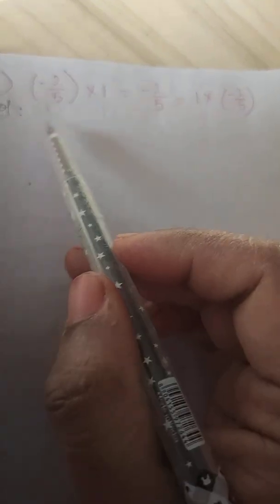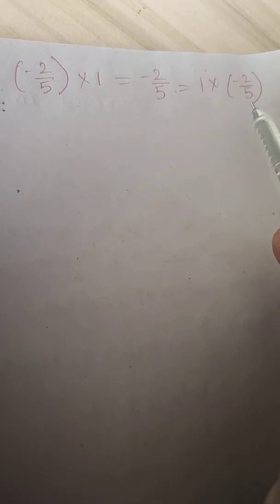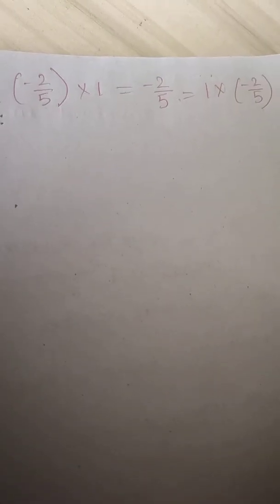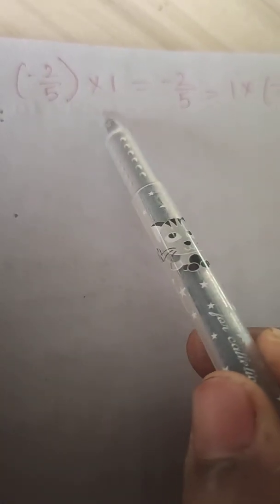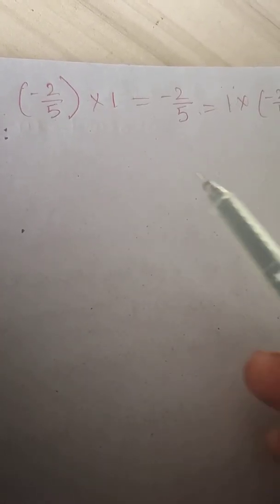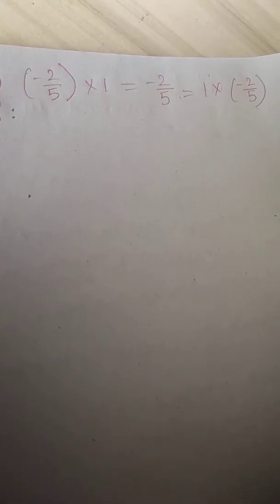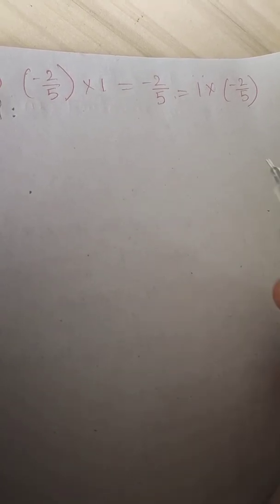Okay students, the next one is minus 2 by 5 into 1, which is equal to minus 2 by 5, which is also equal to 1 into minus 2 by 5. Here also we observe the same pattern as the previous one. Here we are having rational numbers minus 2 by 5 into 1, which is equal to a rational number. So it is also involved with the closure property for multiplication, and also minus 2 by 5 into 1 is equal to 1 into minus 2 by 5. This is similar to the commutative property for multiplication. Here also it is involved with two properties.